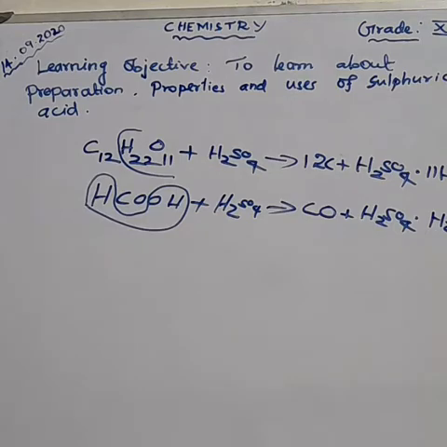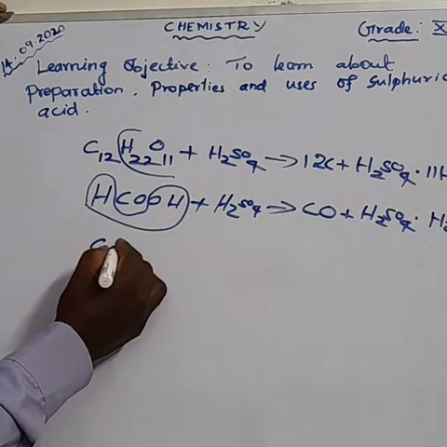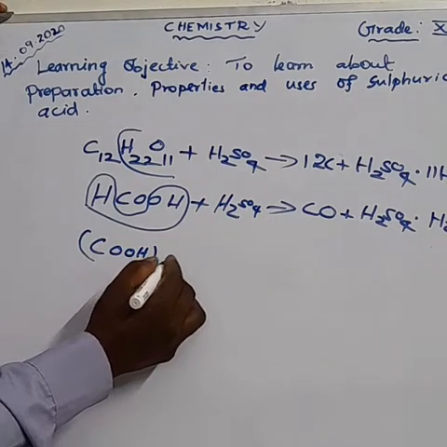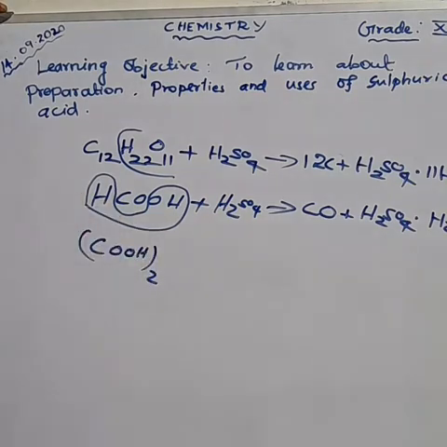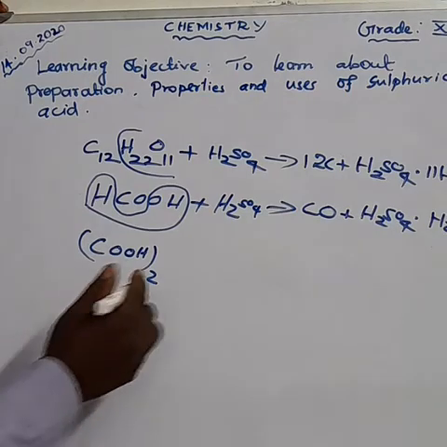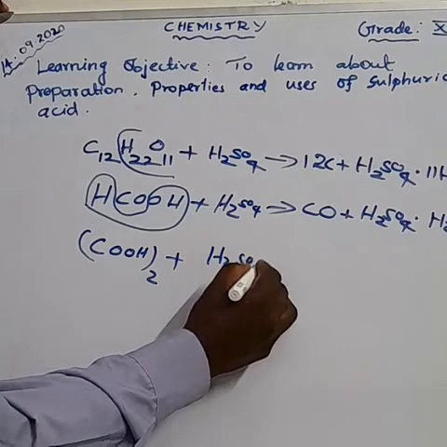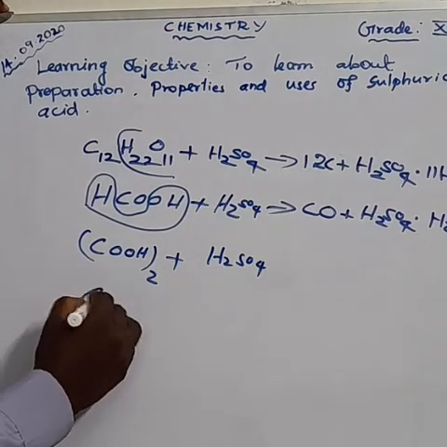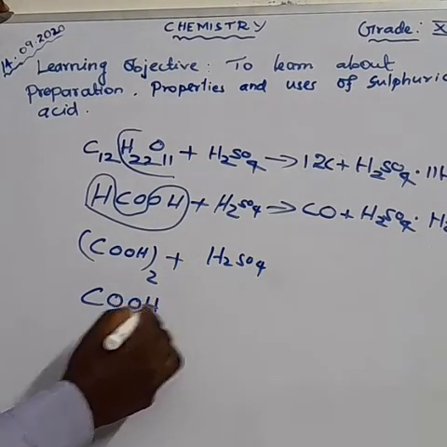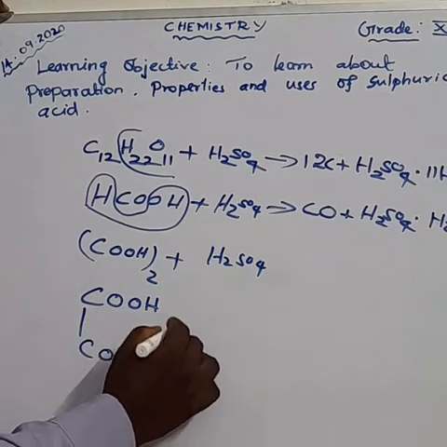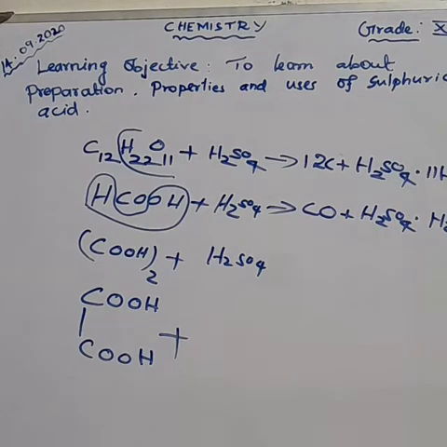Next, oxalic acid. The formula of oxalic acid is COOH twice, COOH. This is the structural formula of oxalic acid. Here we add sulfuric acid.